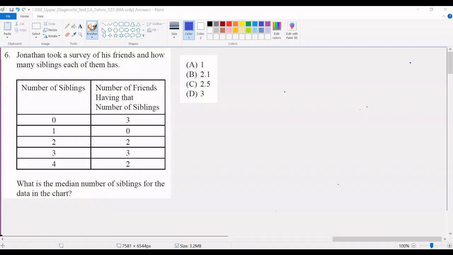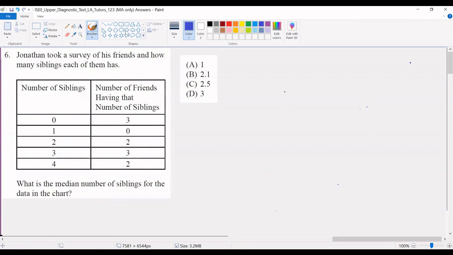Number 6. Jonathan took a survey of his friends and how many siblings each of them has. In the first column, the number of siblings from 0 to 4, and in the second column, the number of friends that have that number of siblings. So we have 3, 0, 2, 3, 2. So we want to look at this a little bit carefully.